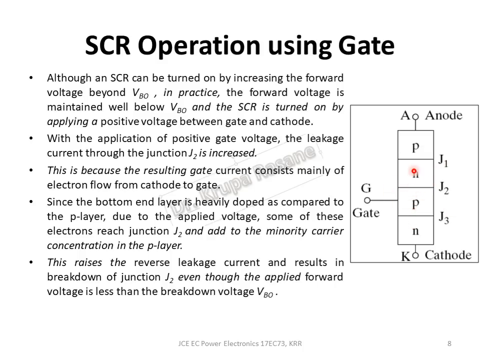So this reverse leakage current is going to break down the junction J2, even though the applied forward voltage is less than the breakover voltage VBO. So what in effect is happening is, though my applied voltage is less than VBO, by giving the gate pulse it is equivalent to increasing the forward voltage beyond VBO. That kind of condition arises, and hence the SCR will turn on at a lesser value of VBO if I use the gate. With increase in gate current, breakdown will occur before VBO.